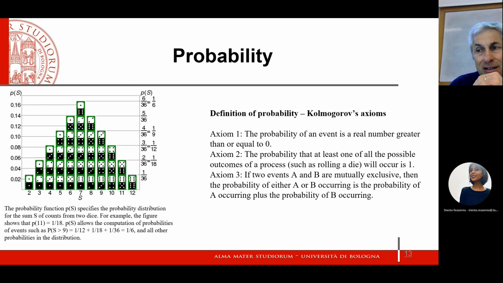The graph that you see here is an interesting representation of a frequentist approach to probability, on the other hand. It is the probability function that specifies the probability distribution for the sum of counts from two dice rollings. So you roll two dice, and then you take the sum of the outcomes. So basically, how many results can you have for the sum equal to 2? Only one. You see on the left, you have to get 1 and 1.